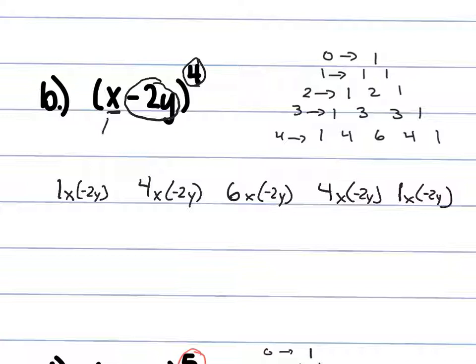Remember, I need to take the first term, the x, and I'm going to start off with the 4th power and work my way down. So 4th power, 3rd power, 2nd power, 1st power, 0 power. Now with the negative 2y, the second term, I'm going to start at 0 and work my way up. 0, 1, 2, 3, 4.